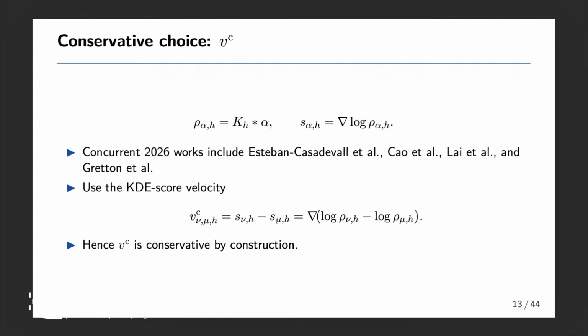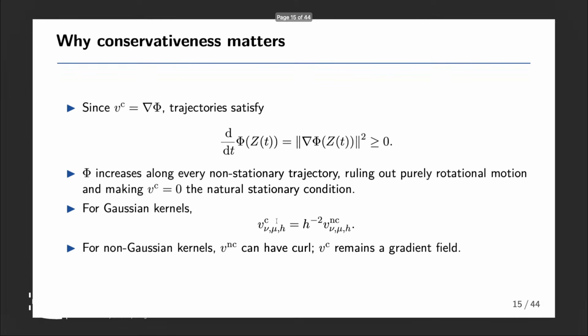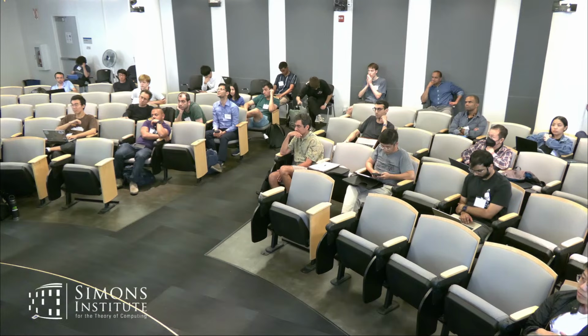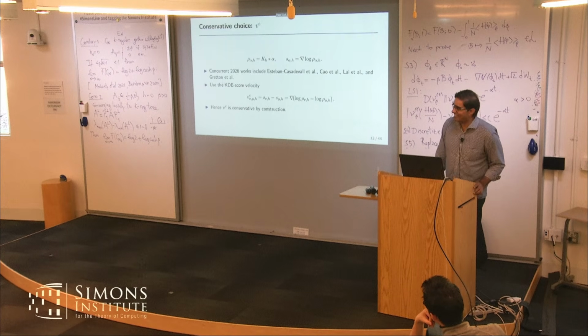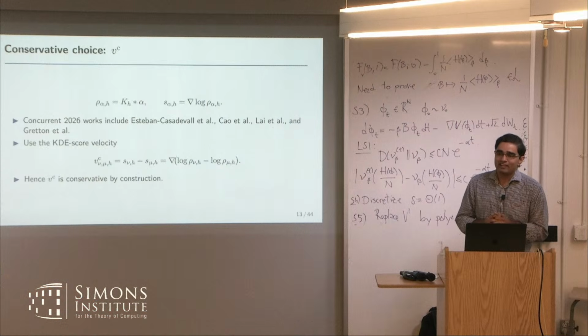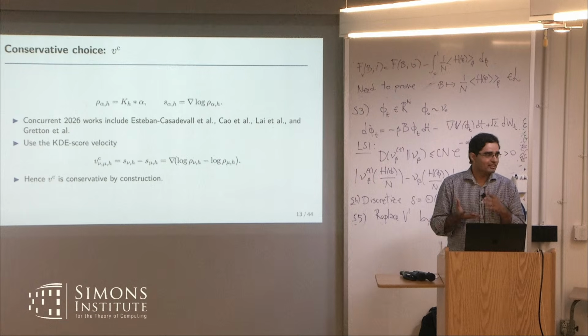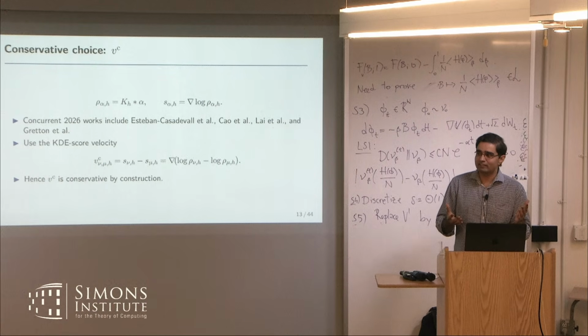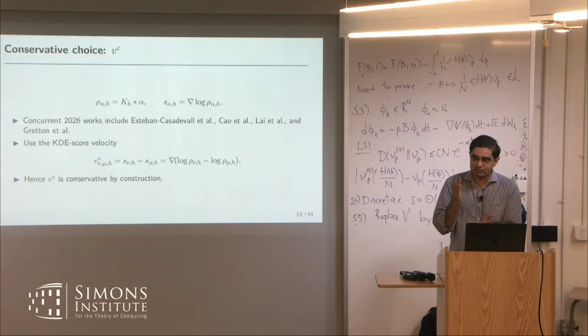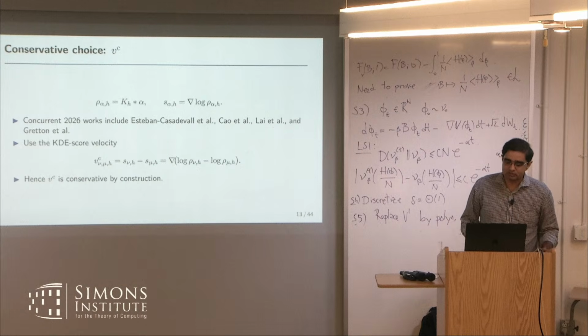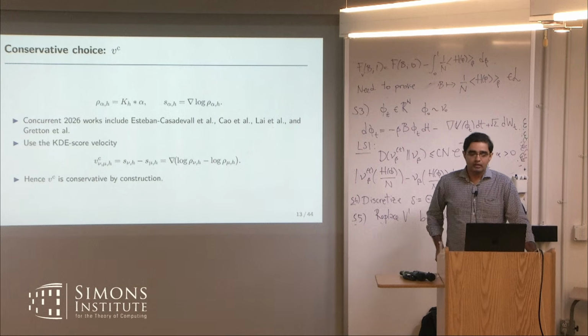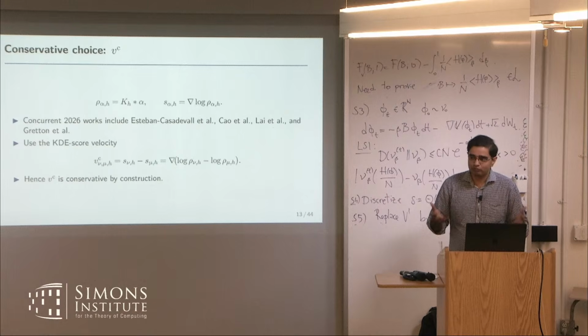Yeah. I couldn't understand why we need to keep it conservative. Good question. So it's coming in two slides, as you can see. So the question is, the original proposal by Deng et al. was a non-conservative velocity field, and then many others have also proposed this conservative velocity field. Okay, so which one to use, right?